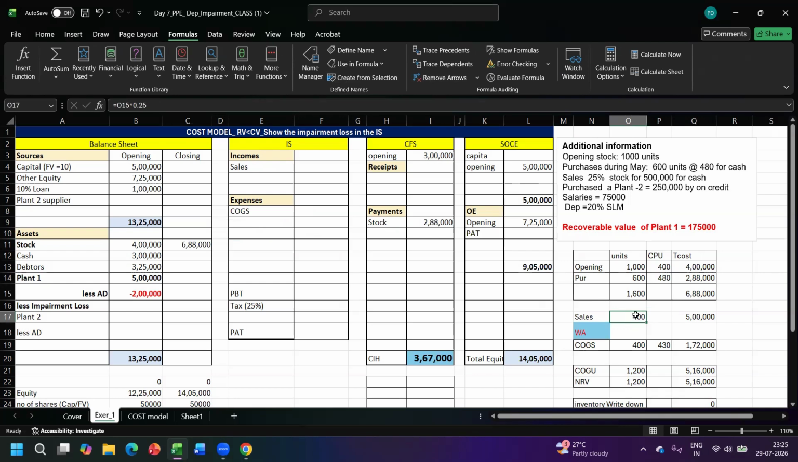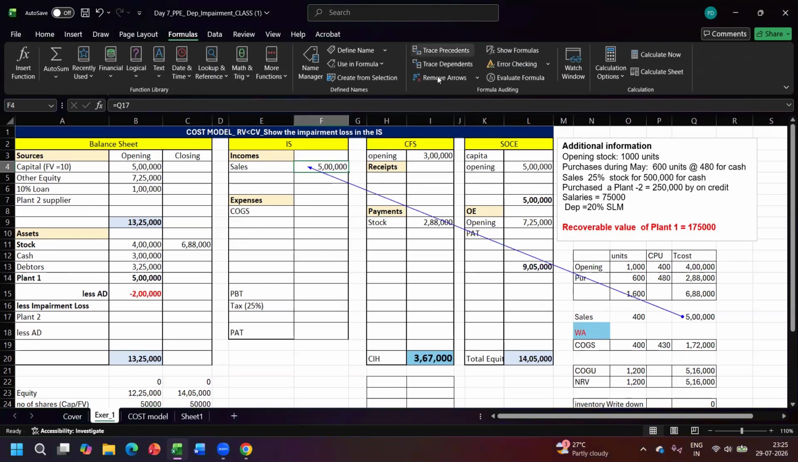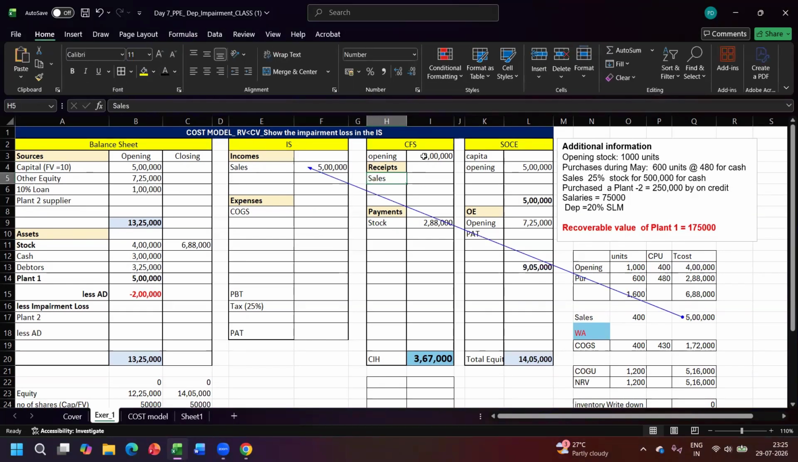Now, the company sells 25% of the stock. So 25% of the stock available is 400, and the sales is for 500,000. The goods sold for 500,000. And whenever there is a sale, we have to ask a question to ourselves, that is for cash or credit. And here it is very clearly mentioned, it is for cash. But more important is the concept of the cost of goods sold to be applied because of the matching principle.